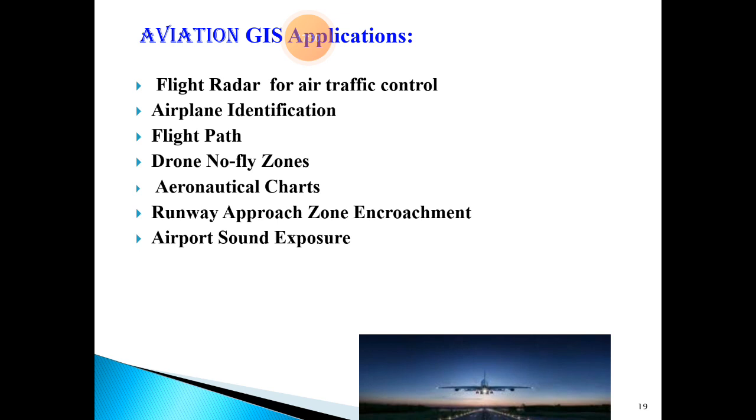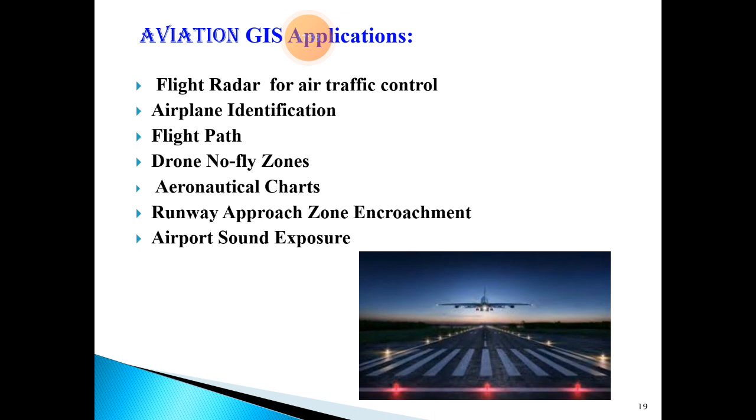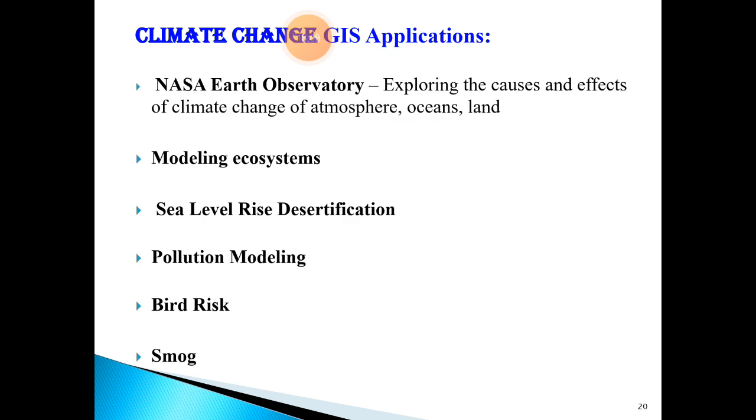The next is GIS application in the field of aviation. It includes flight radars to control the air traffic at centers, to track the airplanes, such as to track the aeroplanes, then air paths, etc. The technology is also used to monitor the military zones like drone no-fly zones, then preparing charts for the aeronautical paths, then to guard the obstructions in the runway zones, and to monitor the noise levels in the airport.